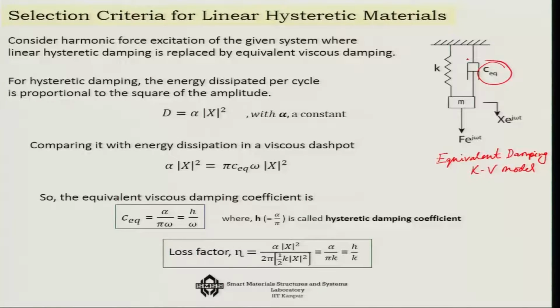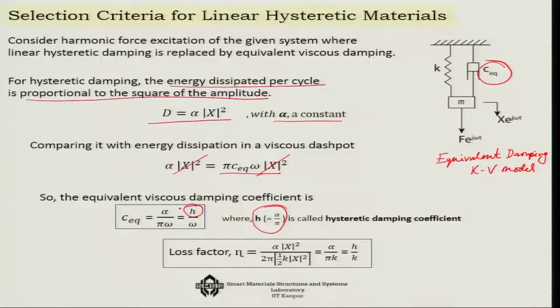Well, the first point is that the energy dissipated per cycle is proportional to the square of the amplitude. So, if you use alpha as a constant, you can write D equals alpha mod of x square. Now, compare that with the energy dissipation had it been viscous damping, and you know that for a viscous dashpot it takes the expression pi c omega x square. In this case, the C is C equivalent, because we are trying to find the equivalent viscous damping constant that can replace this. So, we can put C equivalent here, and since x square is going to get cancelled on both sides, you will get C equivalent as alpha over pi omega, and this alpha over pi is denoted as the hysteretic damping coefficient H.